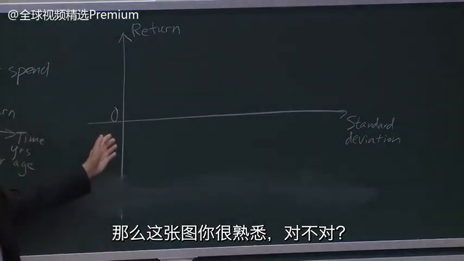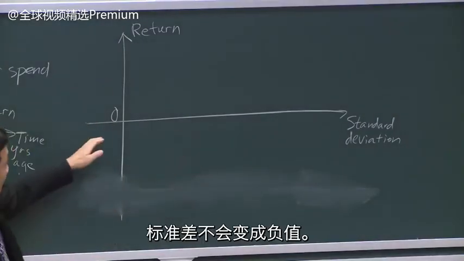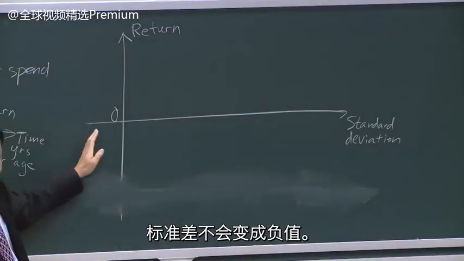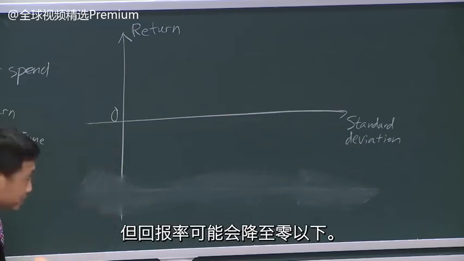So you're familiar with this chart, right? Return versus standard deviation. Standard deviation is not going to go negative, so we stop at 0. But the return can go below 0.